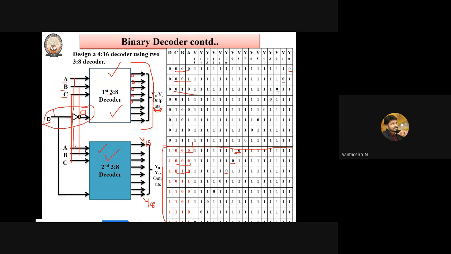Okay, here I have merged both the truth tables. So the truth table looks very complex, but the concept is very easy. Here we are designing a 4:16 decoder by making use of two 3:8 decoders, and we are observing the outputs as active low outputs.